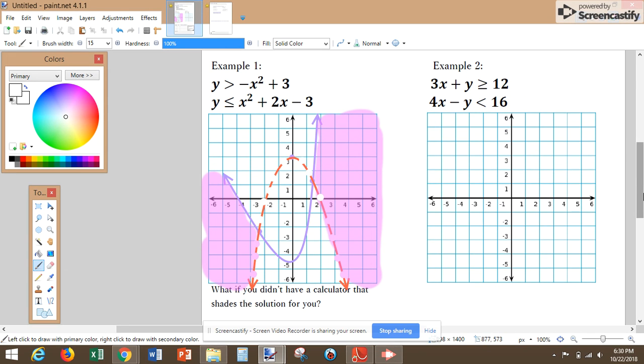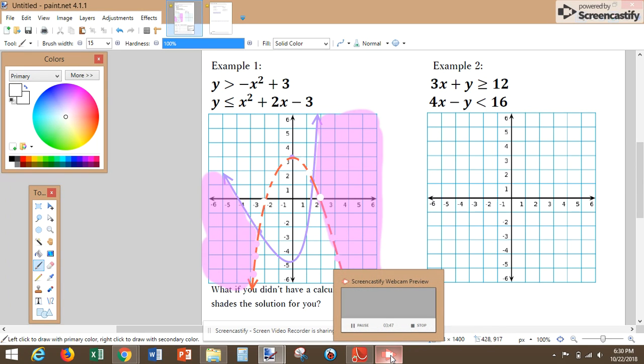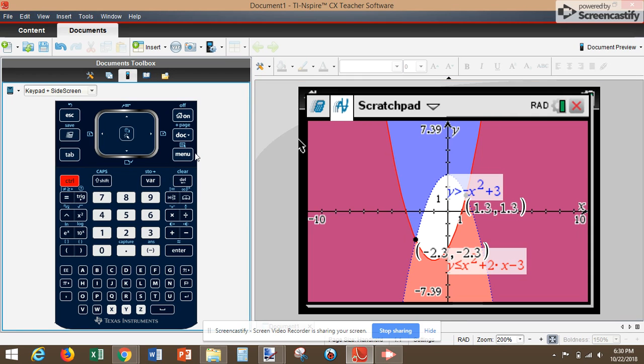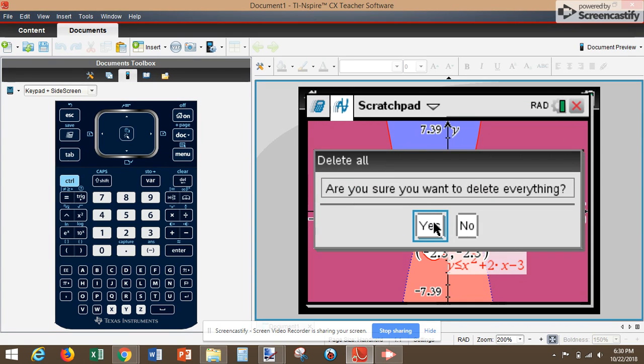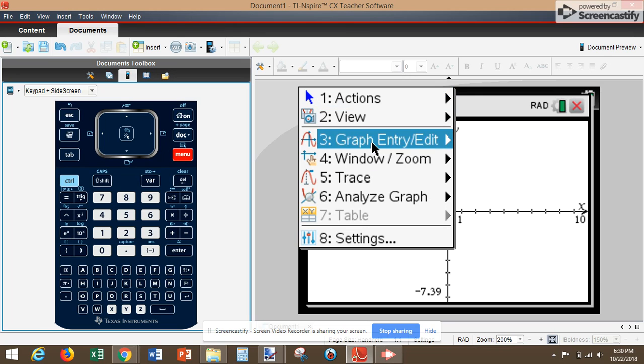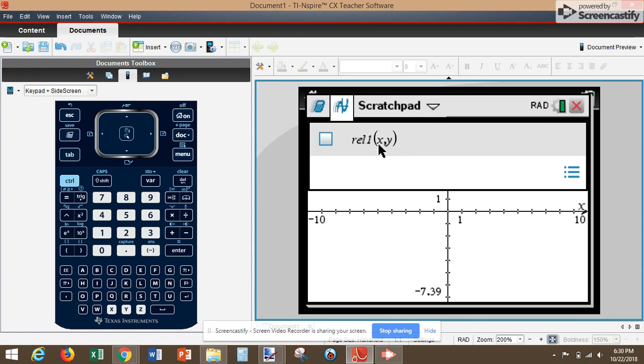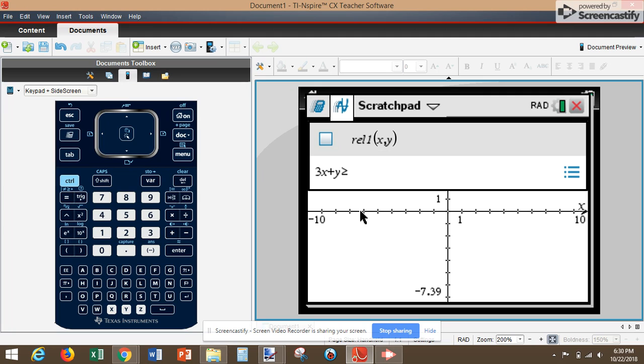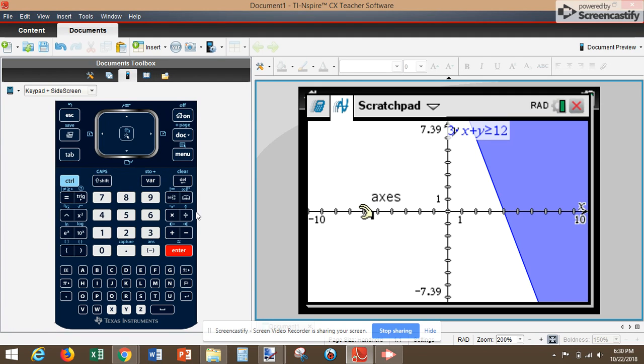Okay, let's graph example 2. We have 3x plus y is greater than or equal to 12, and 4x minus y is less than 16. So we'll go ahead and clear this stuff out. Control menu, delete all, yes. Okay, graph entry edit, relation, type these in. 3x plus y is greater than or equal to 12, enter.